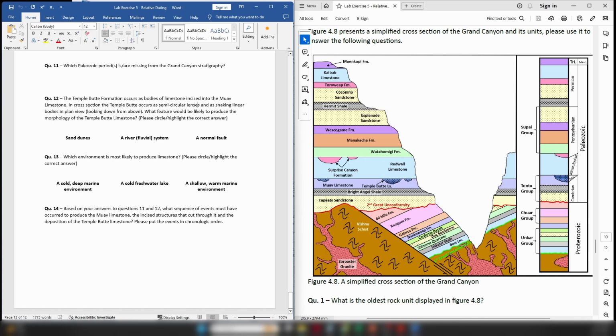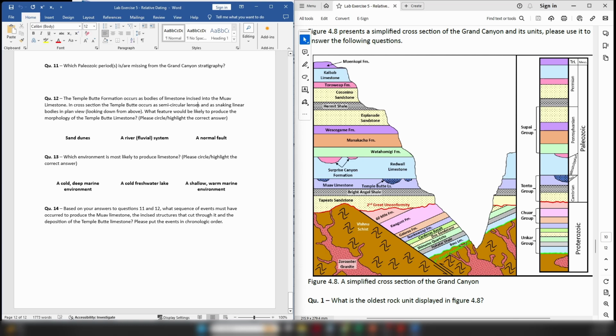If you find it difficult to answer this question, and you've thought about it and you can't work out what the answer is, email me. I'll try and guide you in the right direction. So on to question 13. Which environment is most likely to produce limestones?